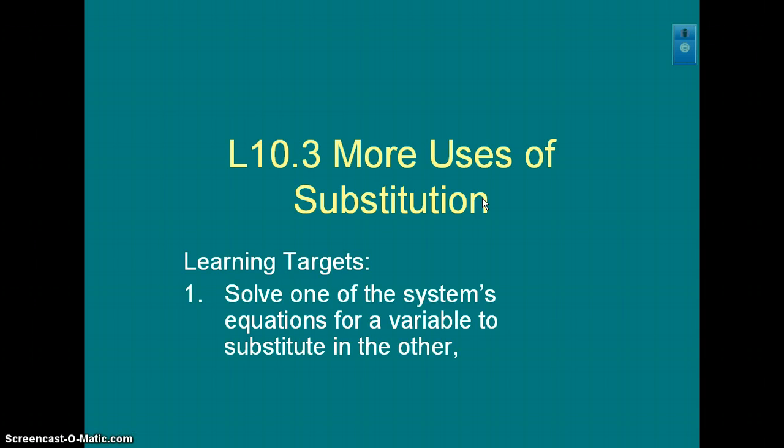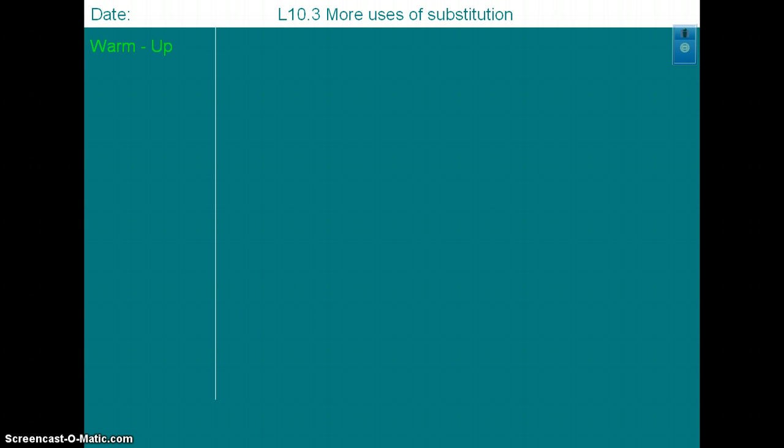Starting out with lesson 10.3, more uses of substitution. This could actually probably be titled Advanced Uses of Substitution. In lesson 10.2 we did practice substitution, primarily where both equations were solved out, y equals. Both equations in the system were given in the form y equals. Today we are going to have to solve one of the system's equations for a variable to substitute in the other in order to make that happen.